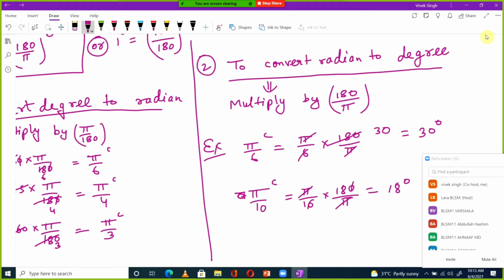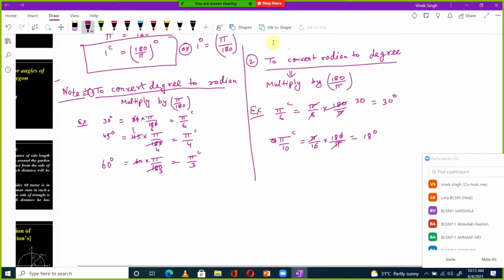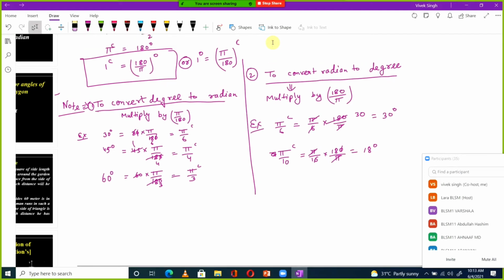Is there any doubt in this? How to convert radian to degree? How to convert degree to radian? I think you can do it. So please copy.